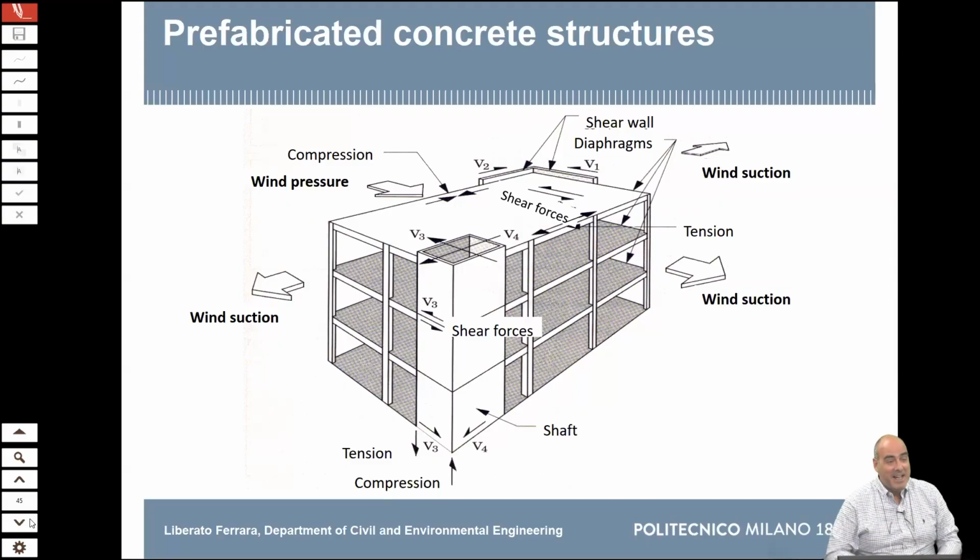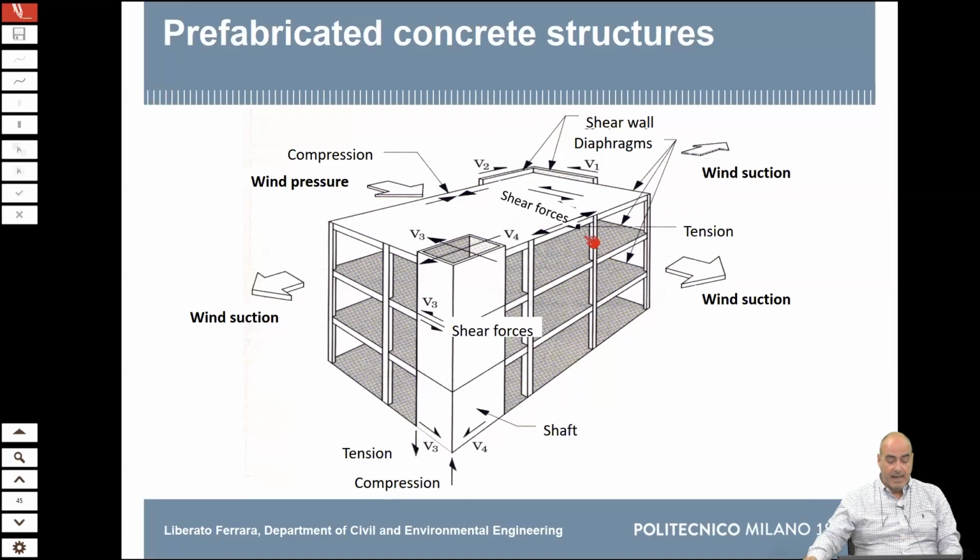Another issue, as I was saying before, and we will dedicate a specific class to that: how do we guarantee the stability of a precast building system for lateral forces? Here is an example of how lateral forces due to wind come. You have the wind coming from this direction here. So you have wind pressure on this side of the building, but you have wind suction on the other side of the building.